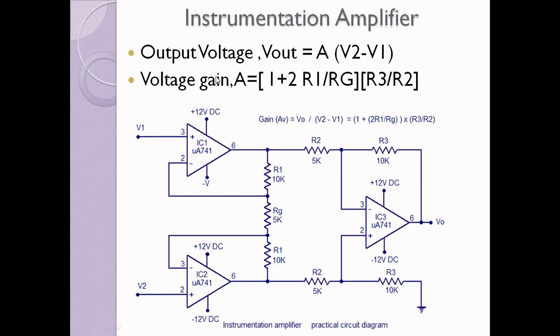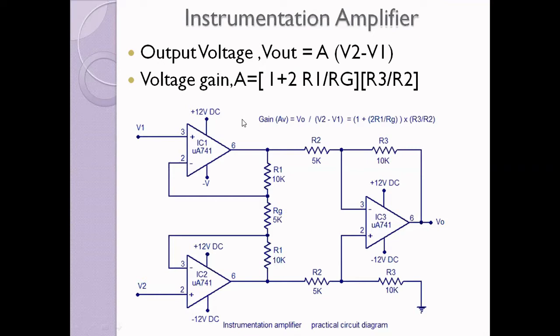First, you have to find out the voltage gain. We have connected various resistances R3, R2, R1 and RG. Based on that, you have to calculate the voltage gain. The formula is 1 plus 2R1 divided by RG, into R3 by R2. So voltage gain is the main thing.